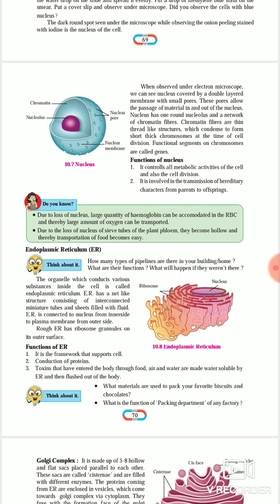How many types of pipeline are there in your building or home? What are their functions? What will happen if they weren't there? So pipeline carries the water and provides the water from tank to our tap. So if pipeline is not there, what will happen?